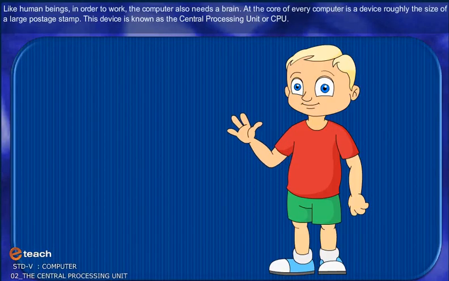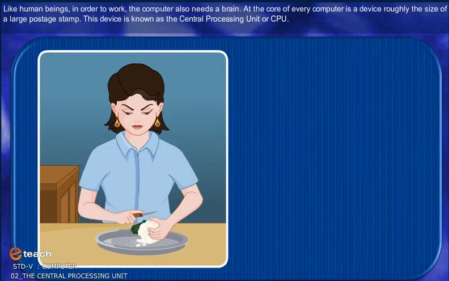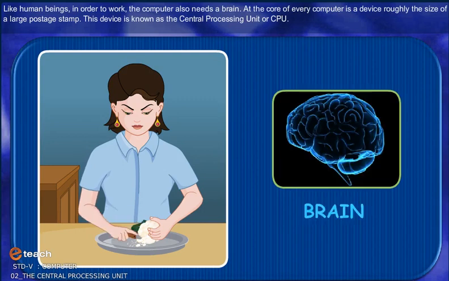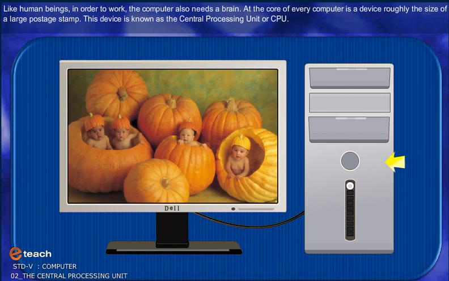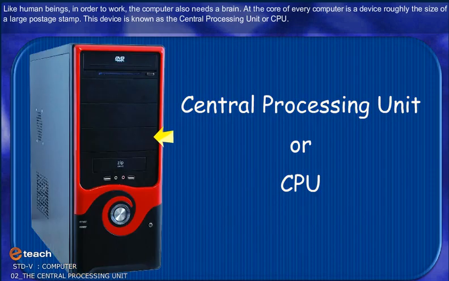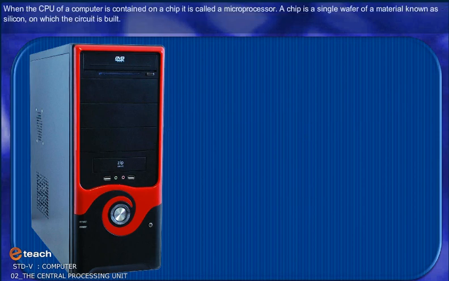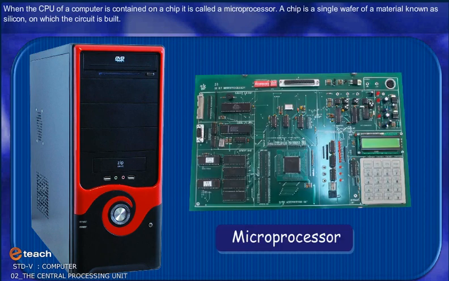Hello student. Like human beings, in order to work, the computer also needs a brain. At the core of every computer is a device roughly the size of a large postage stamp. This device is known as the Central Processing Unit or CPU. When the CPU of a computer is contained on a chip, it is called a microprocessor.